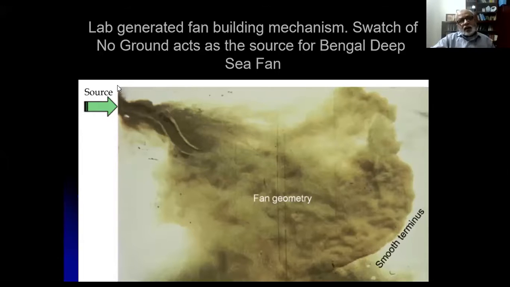The velocity when the sediment is leaving the canyon is 9 times greater than the entry velocity. So with 9 times greater velocity, the suspended sediments come out of the Swatch of No Ground and spread like a fan. You all know the geometry of a hand fan. In that fan geometry the sediments are distributed, and then slowly deposited on the floor of the sea.